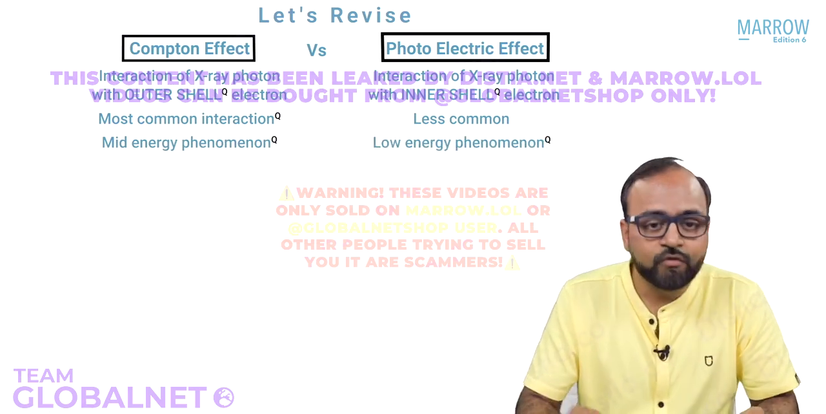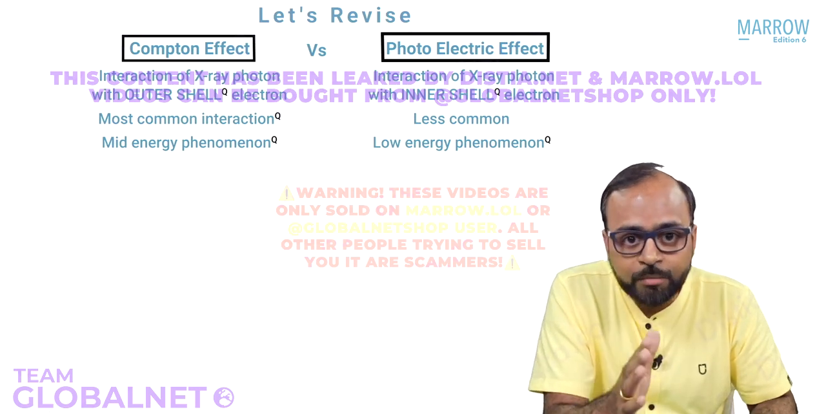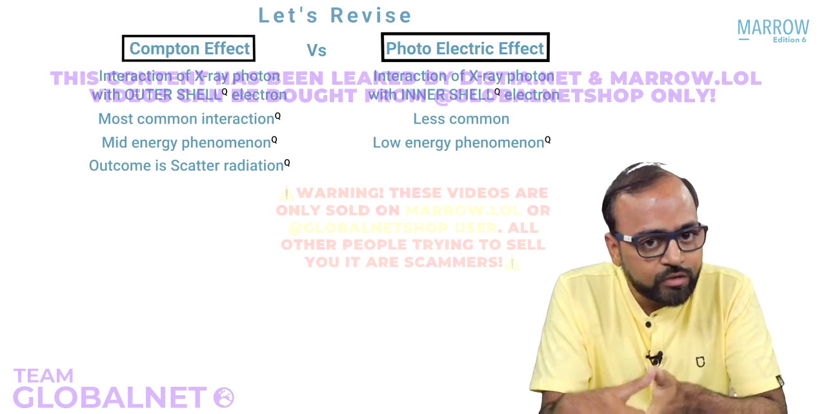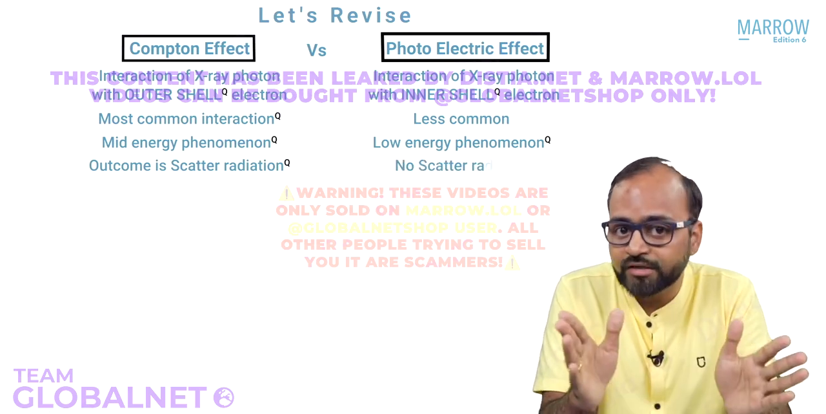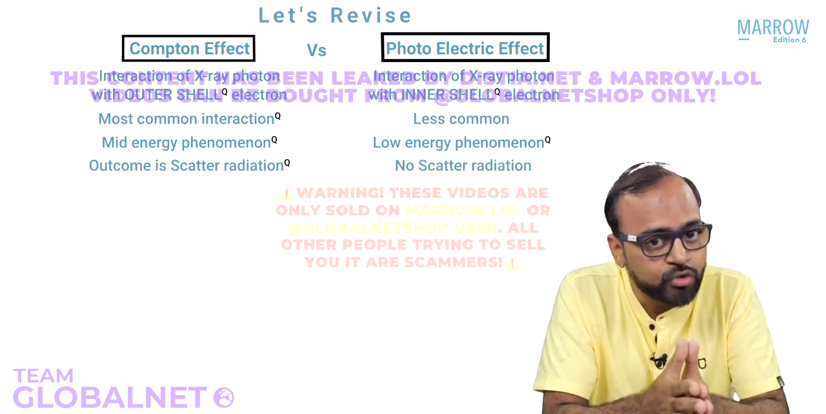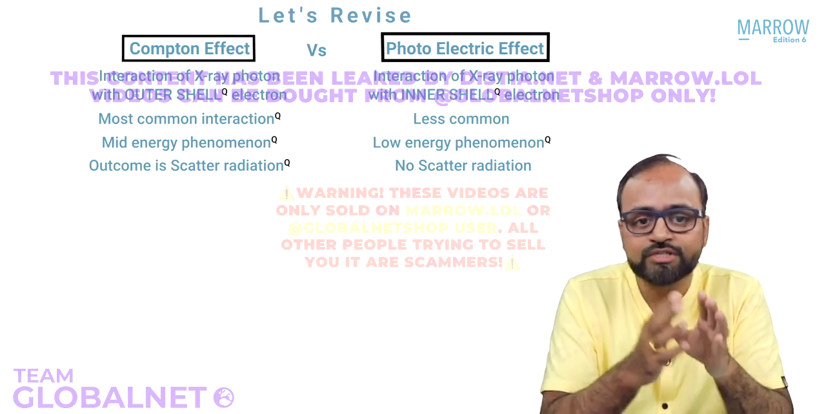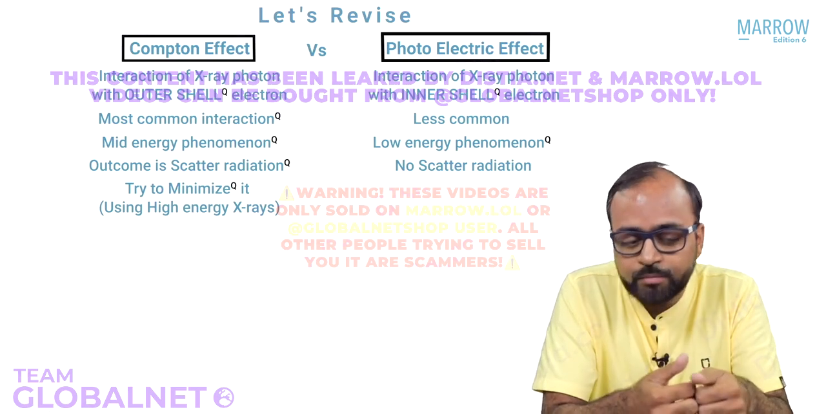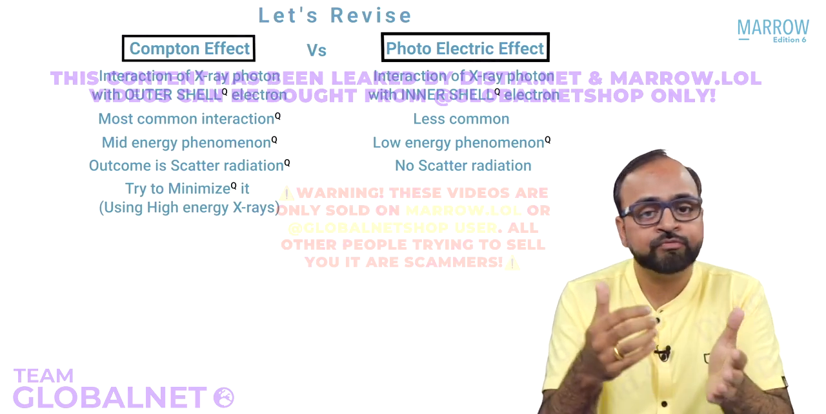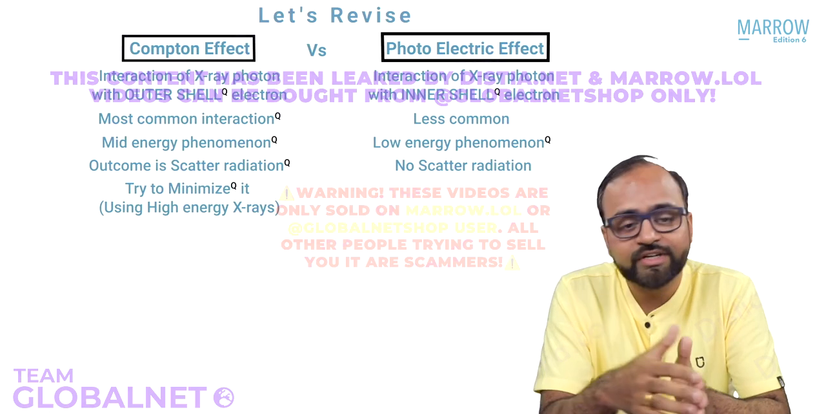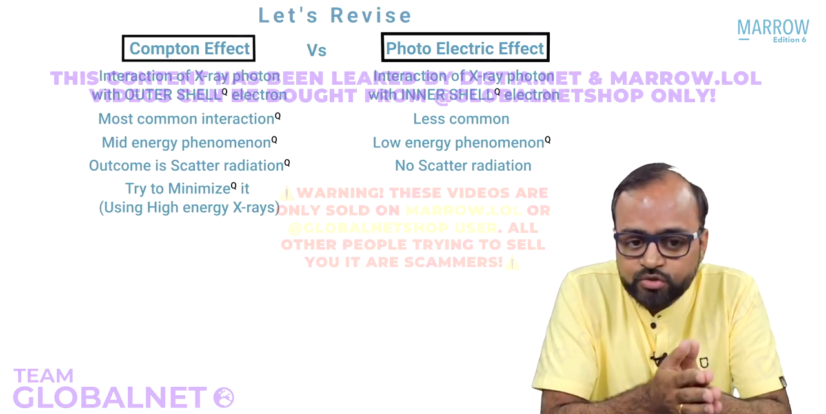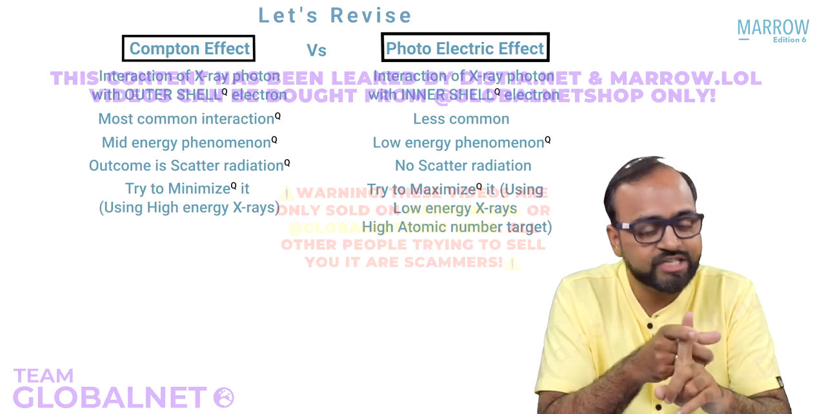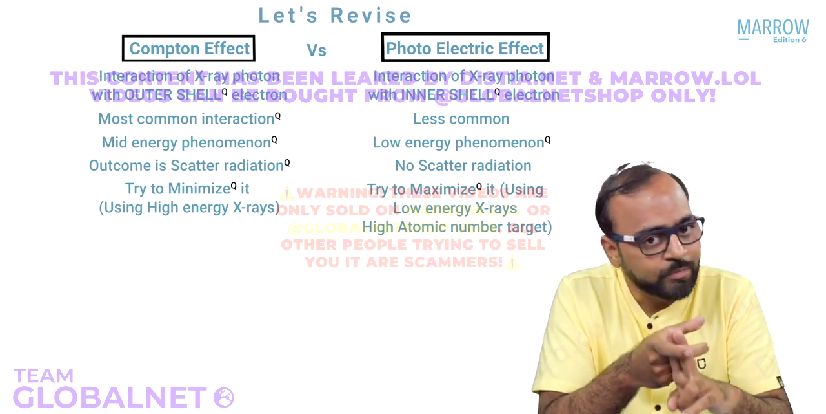We discussed this. What is the outcome? Result of Compton effect is scatter radiation, causes image blurring, image distortion. Result of photoelectric effect, there is no scatter radiation, so it improves the overall image quality. Because Compton effect causes scatter radiation and image distortion, we want to minimize it. This can be achieved by using high energy X-rays. Whereas in photoelectric effect, there is no scatter radiation, so we actually want to maximize it. This can be done by using, one, a low energy X-ray beam, two, a high atomic number target.